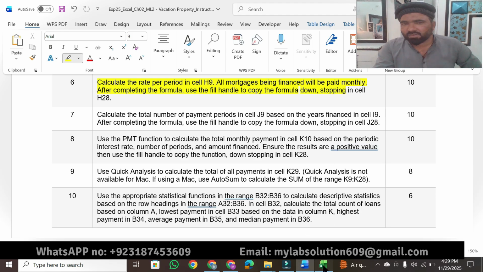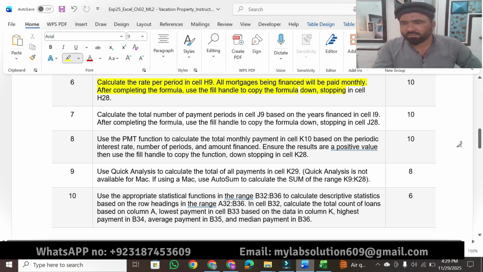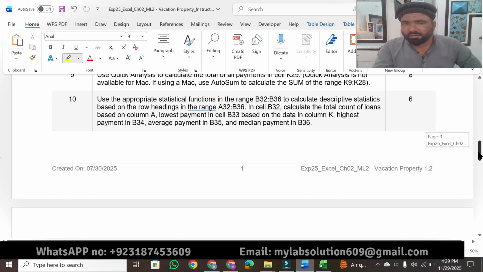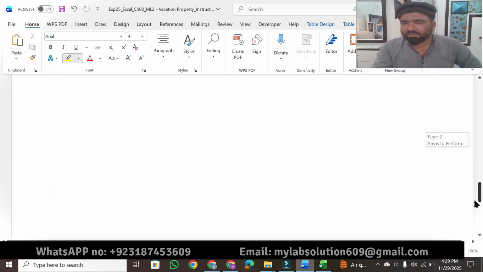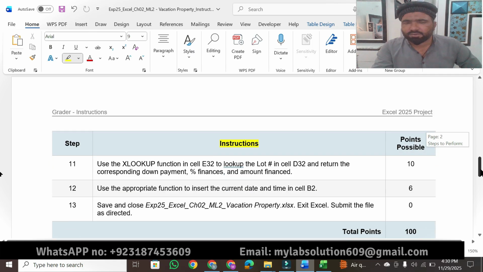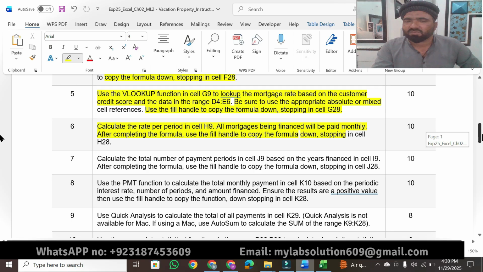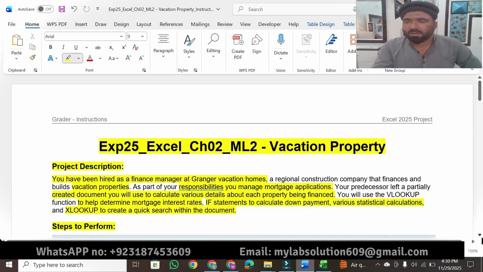So in question number 6 we have to work in H9, and here we use a formula to calculate the rate per period. So question number 6 will be done in this way. Same way we will solve questions 7, 8, 9, 10, 11, 12 and 13 step by step. You may see we have 13 questions in today's assignment. Out of 13 questions we have solved the first 6 questions. It means half of the assignment is done from my side in today's video.